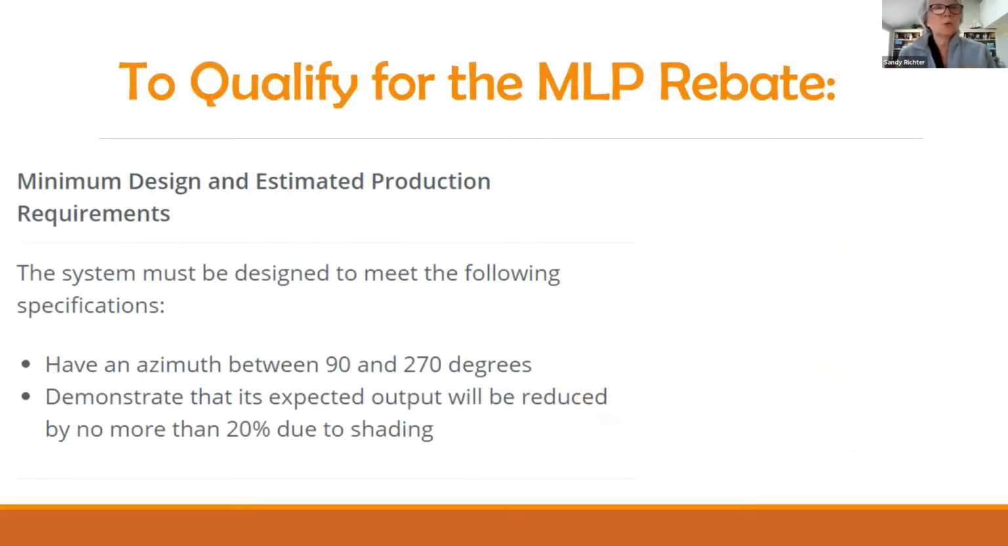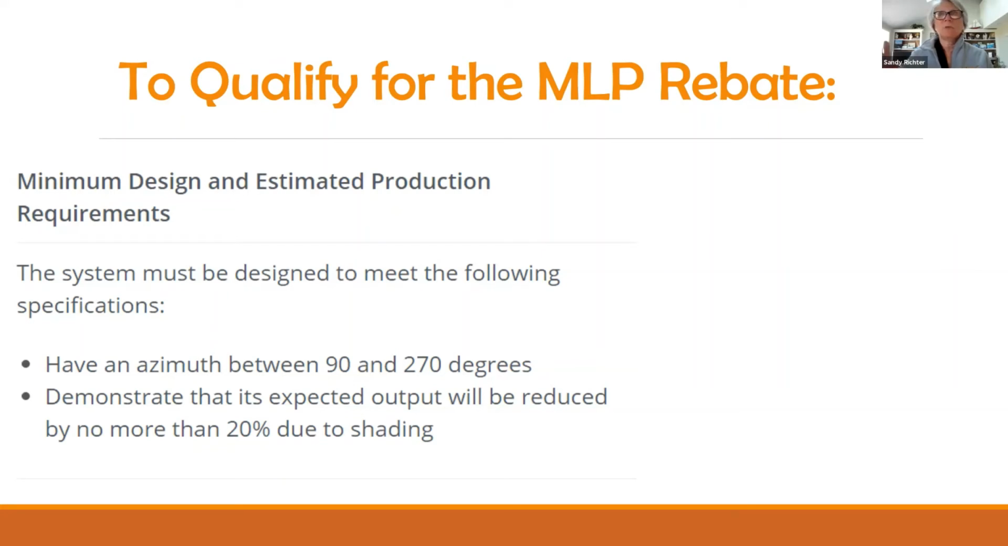So one of the issues we want to bring up right now when we're talking about perfect location and perfect roof is that we have two requirements to qualify for the MLP rebate that Middleborough Gas and Electric Department pays to our customers along with the state. And that is that the azimuth reading must be between 90 and 270 degrees. We're going to get into that description in just a minute. It also needs to show, the installation must show, that the expected output, that is the annual full kilowatt hour production, won't be cut more than 20% due to shading.